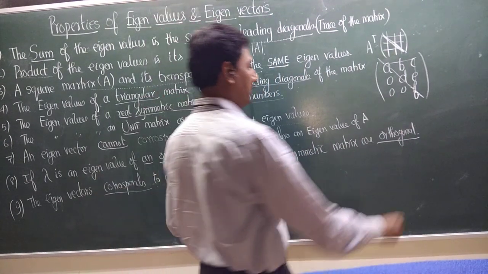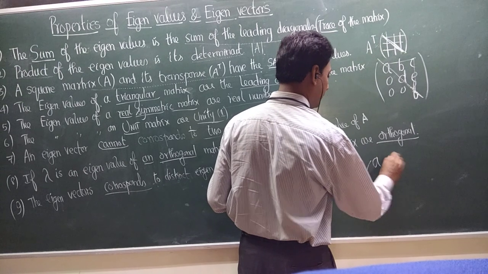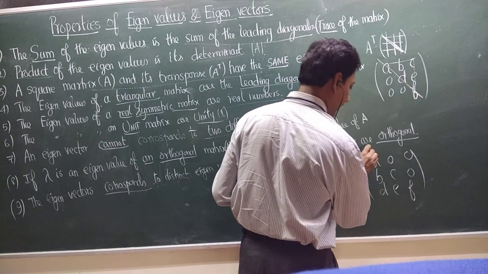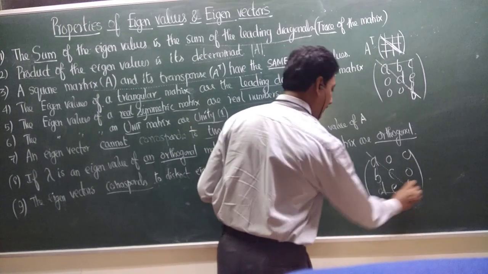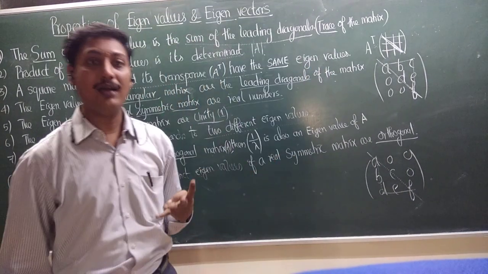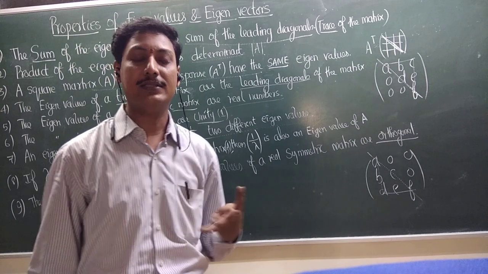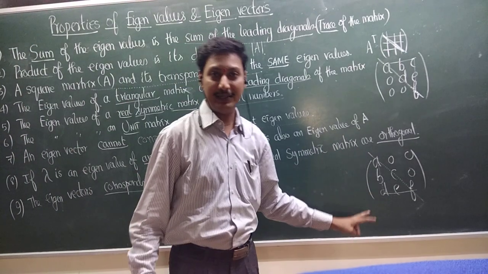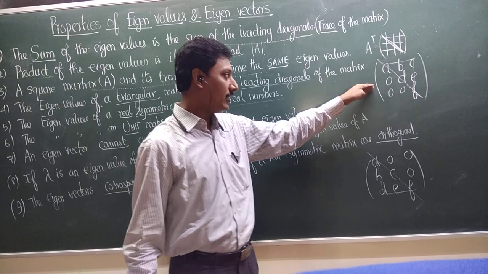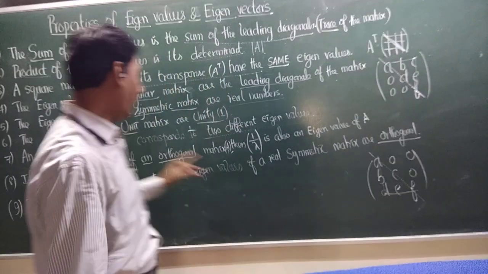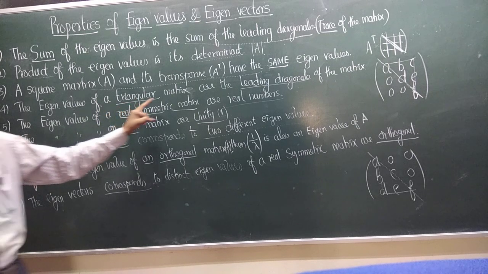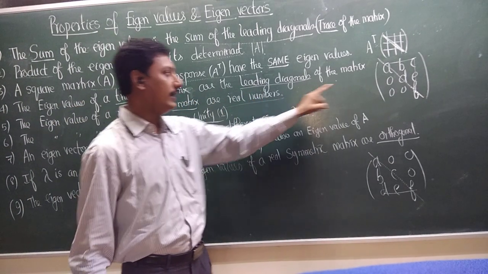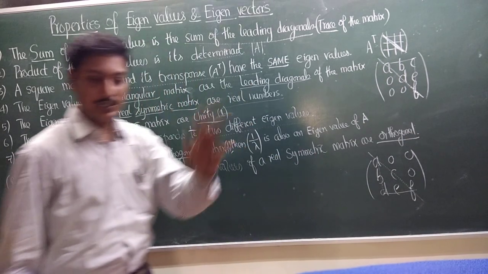And this is another example: A, 0, 0, B, C, 0, D, E, F. When we construct a triangle below the leading diagonal elements, that is called the lower triangular matrix. So these are the two types of triangular matrices, upper triangular and lower triangular. Once we have such triangular matrices, the eigenvalues of the triangular matrix are the leading diagonal elements. So that is the concept.